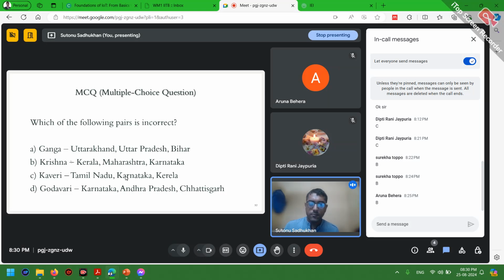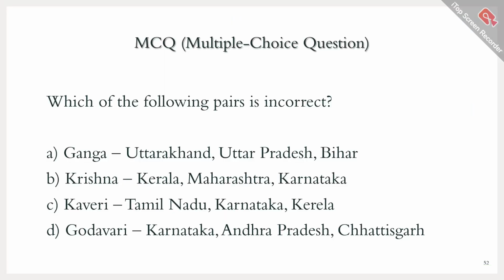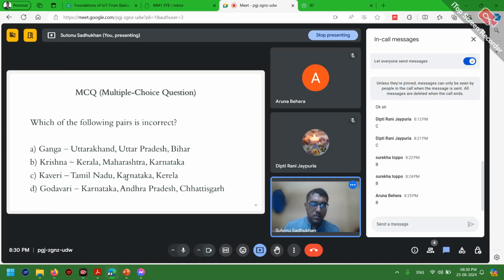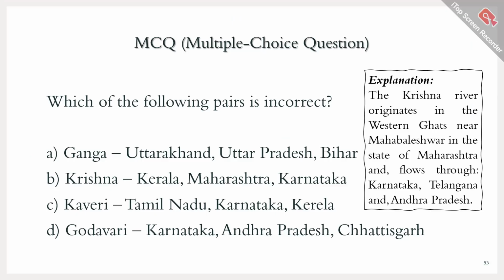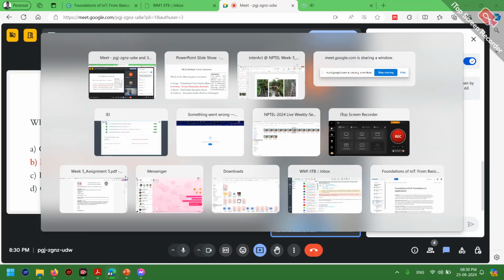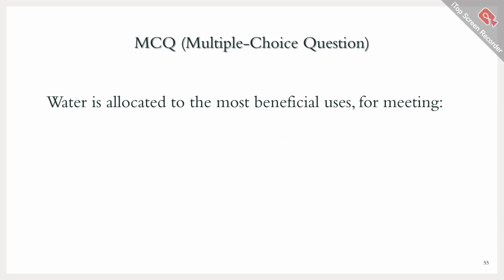Okay, I will proceed with the answer. So the Krishna River originates in the Western Ghats near Mahabaleshwar in the state of Maharashtra and flows through Karnataka, Telangana, and Andhra Pradesh. Krishna River doesn't flow through Kerala, which is the incorrect option in our case. Okay. Now we'll move on to our next MCQ.